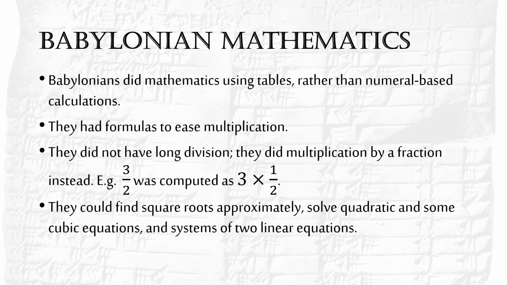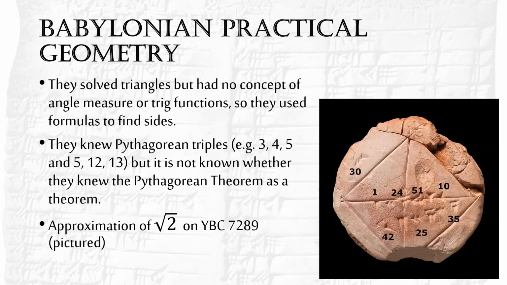But we will be solving quadratic equations, and they could also solve systems of 2 linear equations. As far as their geometry goes, it's all practical. So they were able to solve a triangle, but they didn't have any concept of angle measure or trig functions, but they had formulas that worked to find approximations. They did know some Pythagorean triples. In fact, they have tables of those, but we don't know how they got the triples. We're not sure if they knew that about what we today call the Pythagorean theorem.